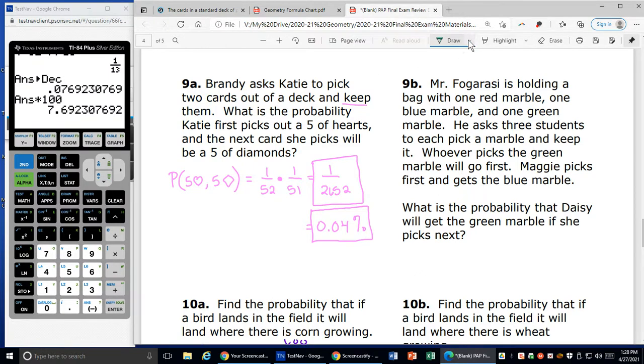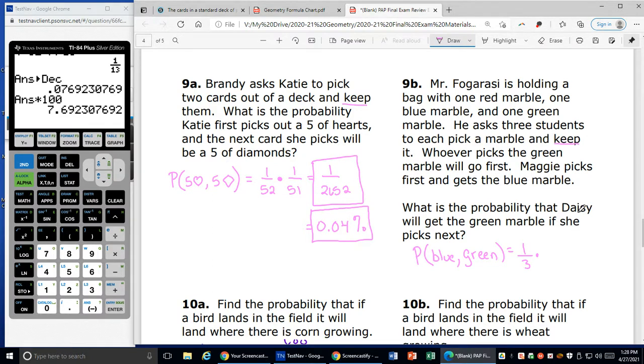Okay, so we are looking at the probability that first Maggie got a blue marble. Then Daisy gets green. So the probability that Maggie gets a blue marble is there is 1 blue marble out of 1 red, 1 blue, 1 green. There are 3 marbles total. Then Maggie's going to keep it, right? It says 3 students each pick a marble and keep it, right? So it's important to know they're going to keep them.